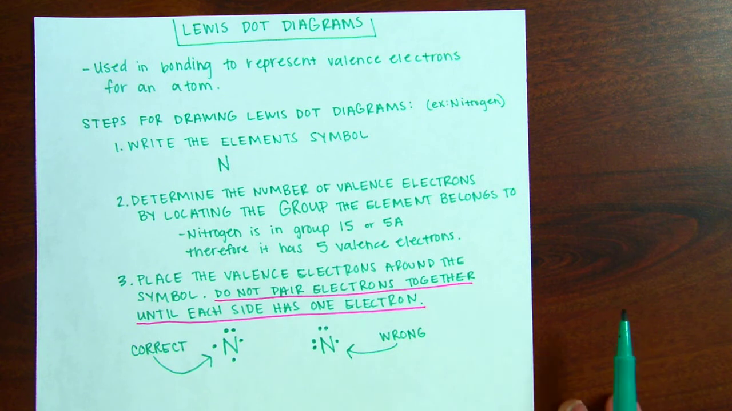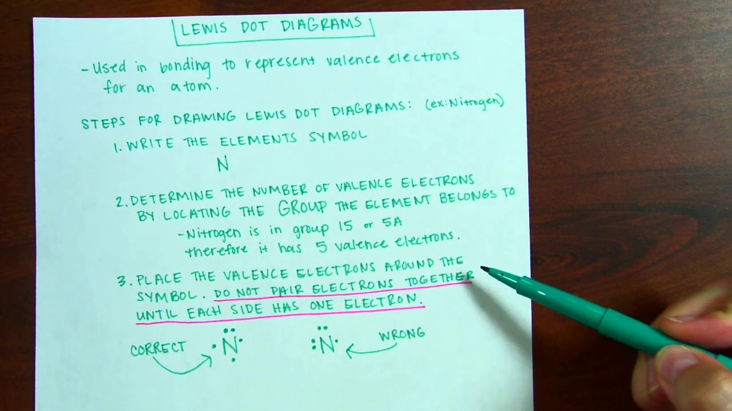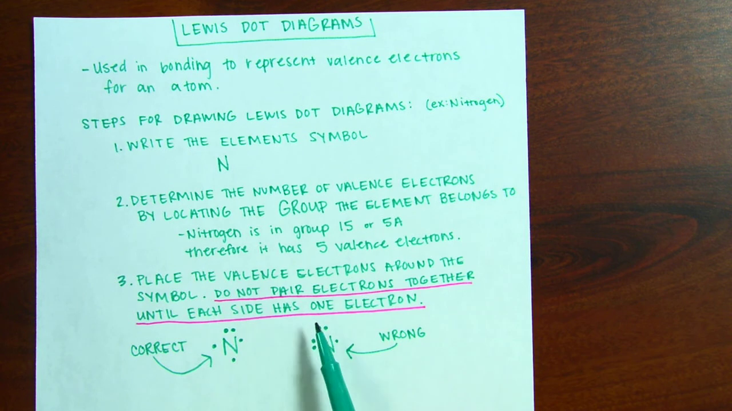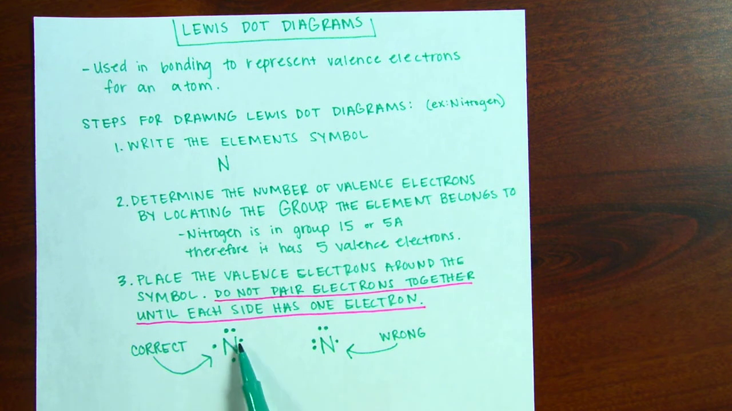The last step is to place the valence electrons around the symbol and do not pair electrons together until each side has 1 electron. So we have 5 valence electrons that are placed around our symbol for nitrogen, N. I want you to look at the correct way versus the wrong way. Notice on the correct way, there is 1 electron on each of the 4 sides before we start pairing the electrons up together.